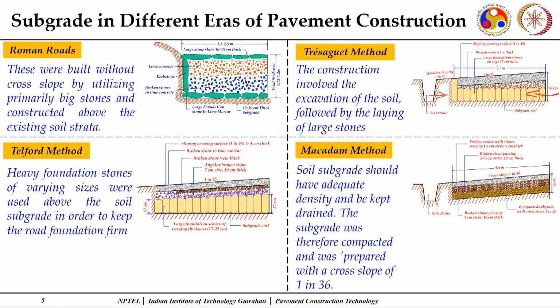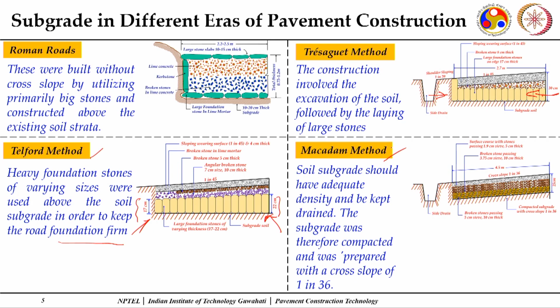Then the Telford method of construction. Here you can see, even with the foundation stones, a slope was created. On one side the foundation stone height is 22 centimeter, on this side it is 17 centimeter. So with this particular one, the slope was introduced from the large foundation stones which were placed at the bottom, and then finer stones were over this, and on the top again the slope followed. So this is how a good, firm foundation was presented in the Telford method.